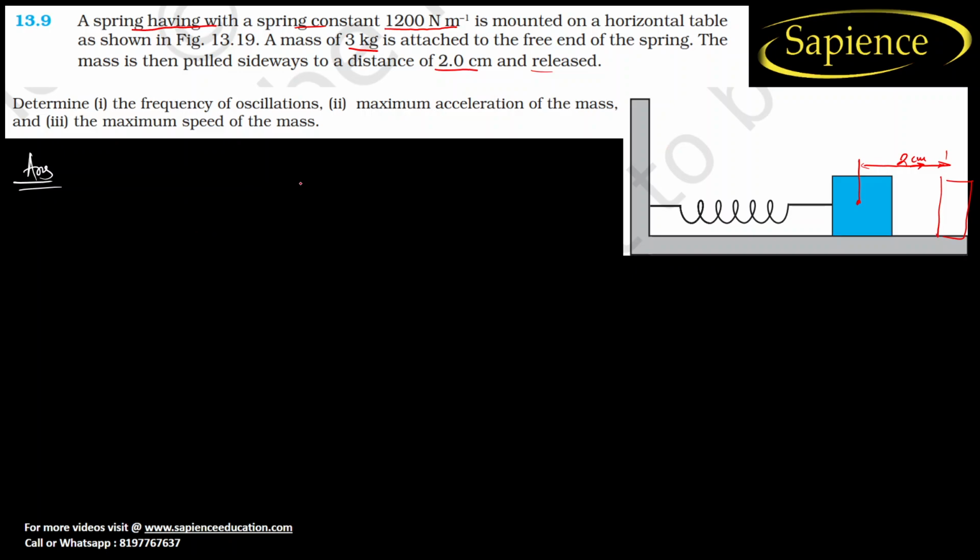So what will happen? There will be a vibration. What we need to find is the frequency. Before that, we should definitely write what they have given. The spring constant they have given as 1200 Newton per meter, mounted on a horizontal table as shown in the figure, and the mass they have given as 3 kg attached to the spring, and the maximum amplitude is 2 centimeter, so it will be 0.02 meter only. So the maximum amplitude they have given.